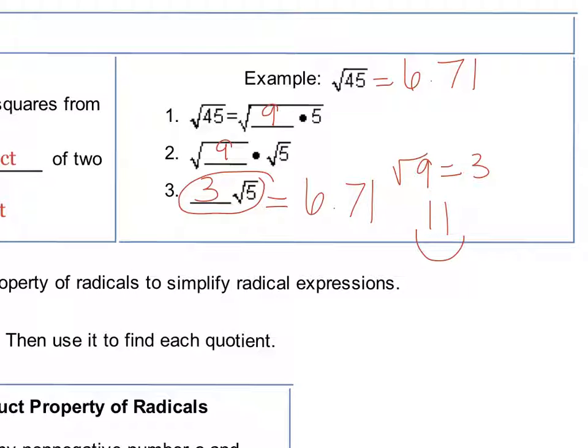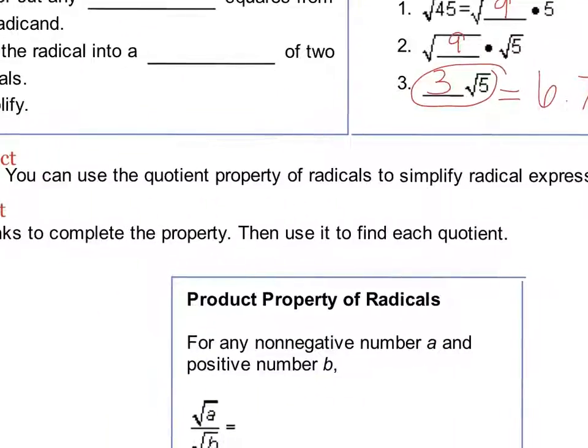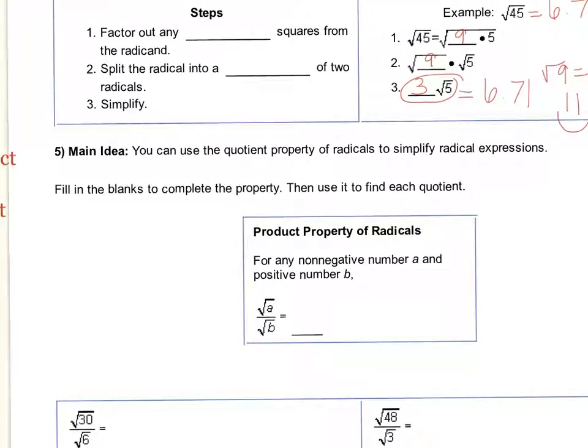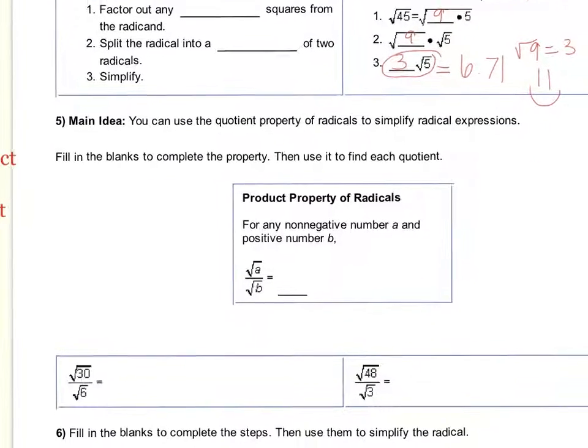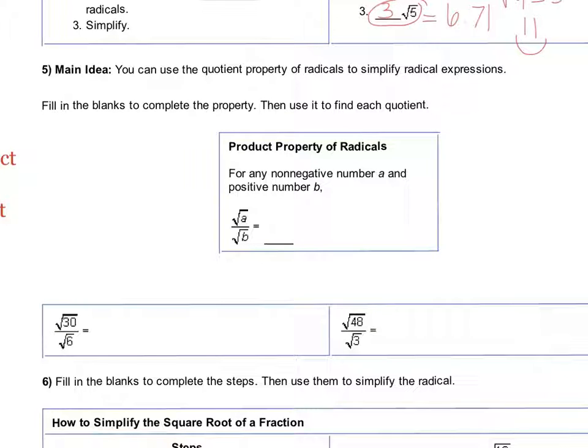All right, so that's how we're going to simplify radicals, and that's going to come in handy a little bit later in our practice. So what we want to talk about next is, let's move this along. You can use the quotient property of radicals to simplify radical expressions. Since you see the word quotient, I hope your first thought was division, because that's what we're about to do. It says for any non-negative number a and positive number b, the square root of a divided by the square root of b is actually equal to the square root of a over b.